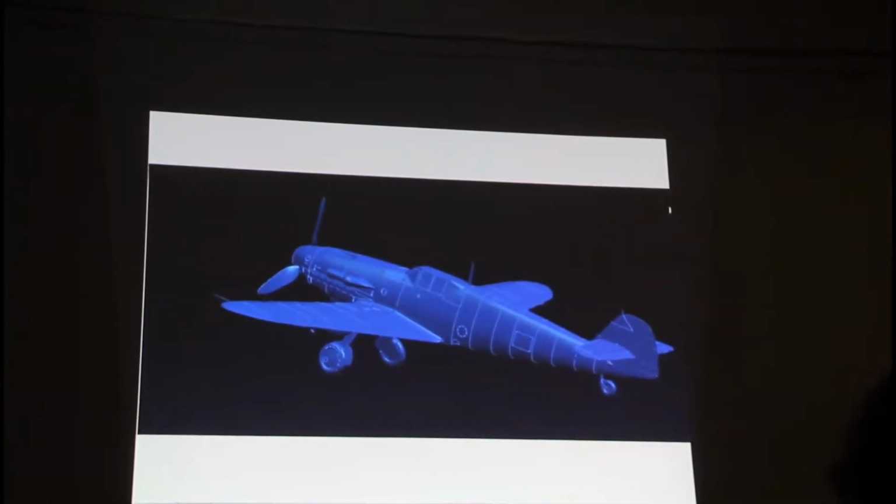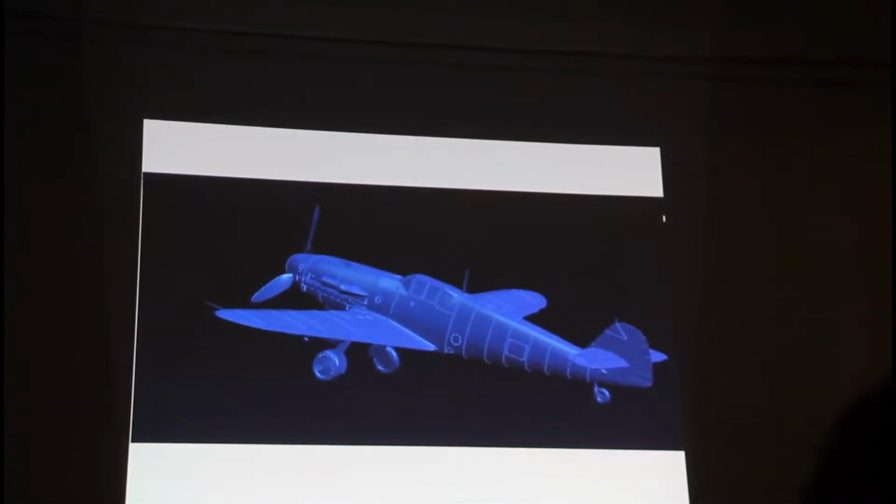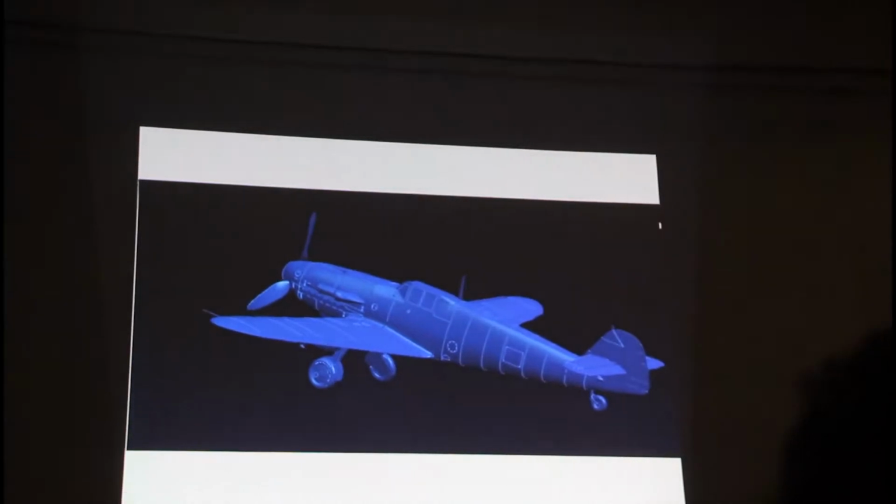Next year another Messerschmitt 109 and another.